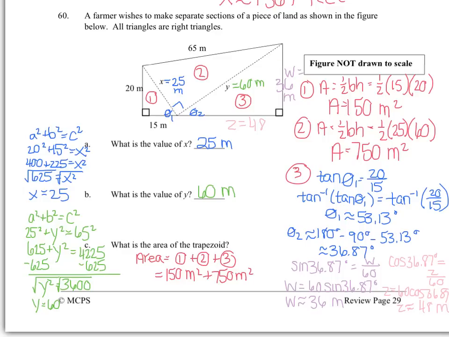So now all I need to do is find the area of this triangle. Area is 1/2 base times height. So the area is going to be 1/2 times 36 times 48. So my area is going to be 864 meters squared. So I'm going to add that to this last part. And my total area when I add these together is going to be 1,764 meters squared. And that is the area of my trapezoid.